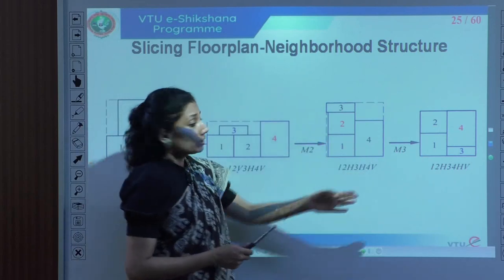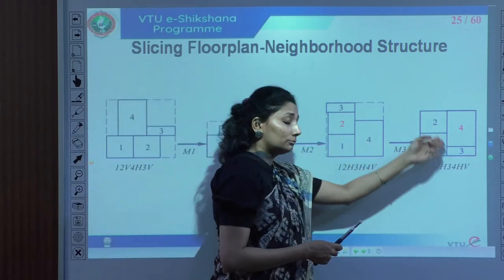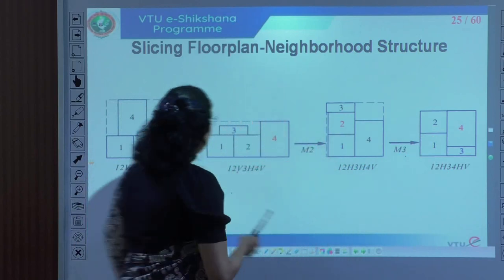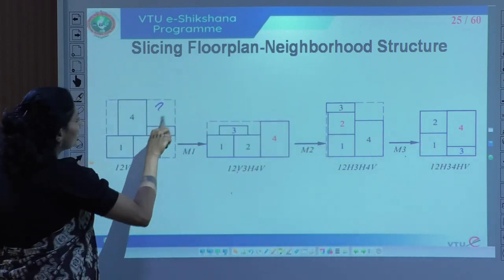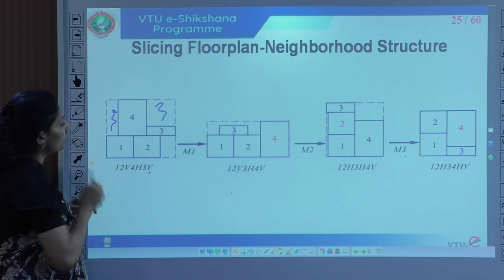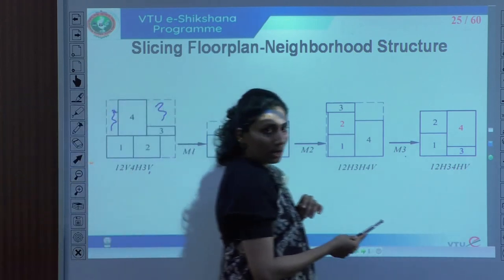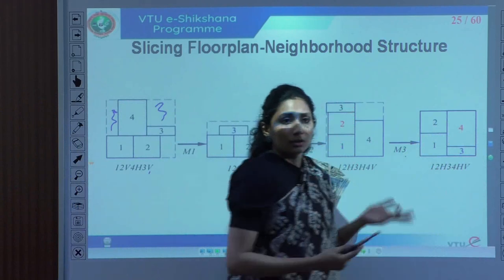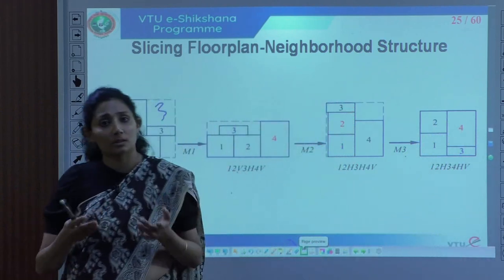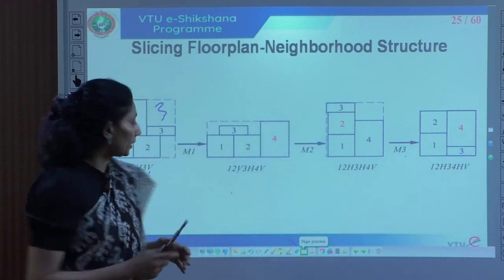The floor plan is changed. Then with move 3, once again the floor plan is checked. So look at the initial floor plan, where this was the vacant space and this was the vacant space. Now look at it. After applying 3 moves, you completely eliminated the open space. This is the advantage.